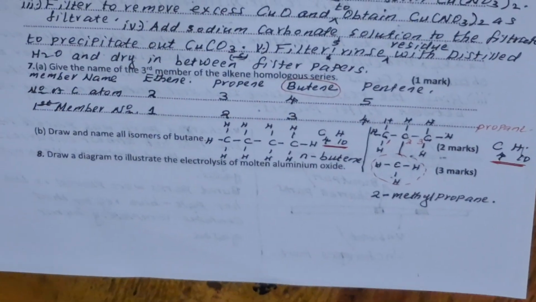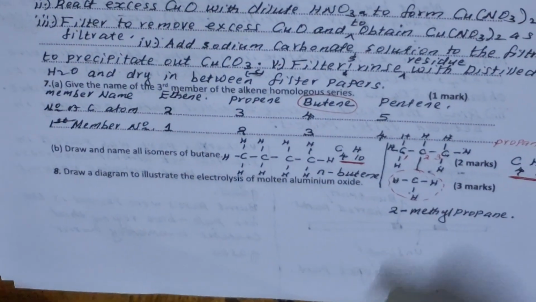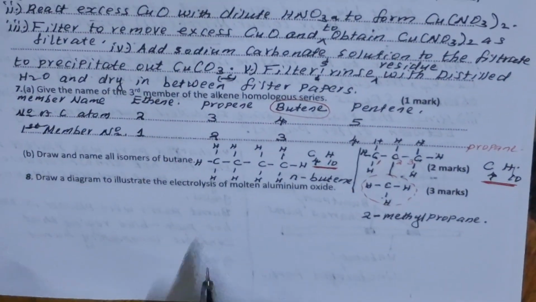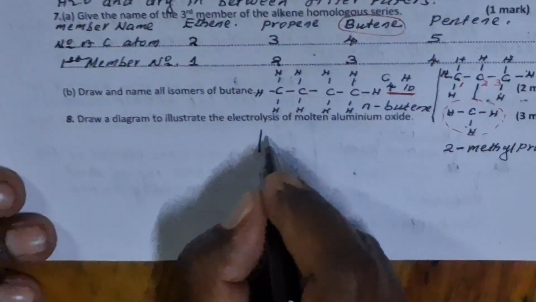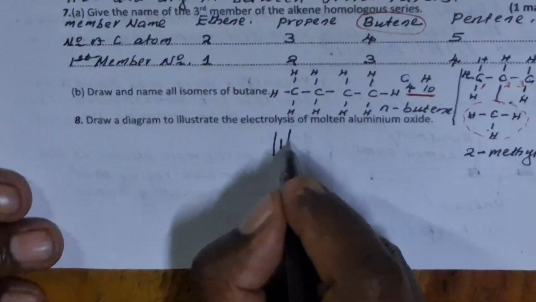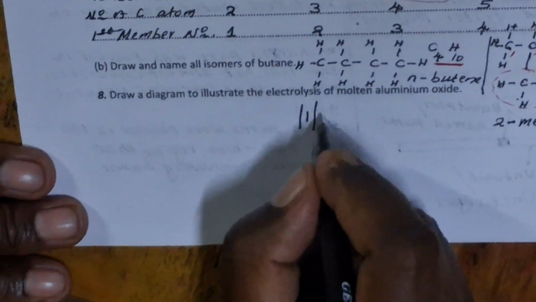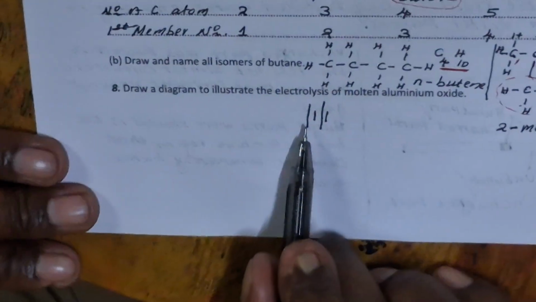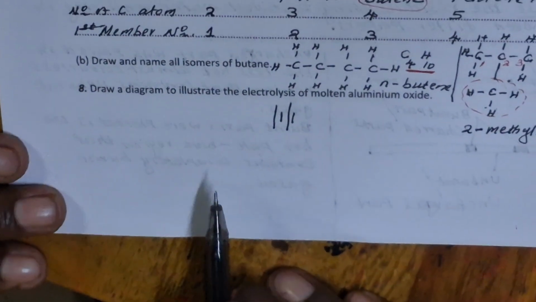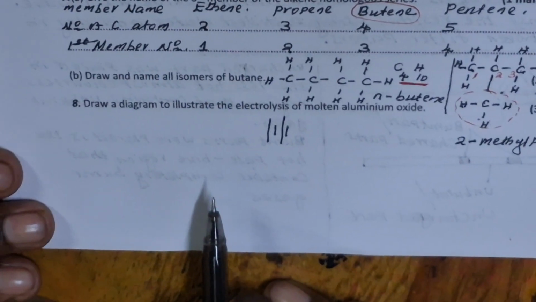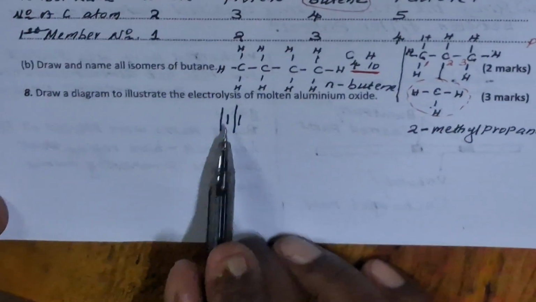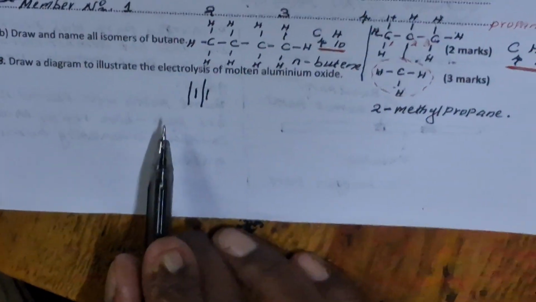We move to question number 8. Draw a diagram to illustrate electrolysis of molten aluminium oxide. So when we are drawing this, we start with a long stroke followed by a short stroke, and then another long stroke and another short stroke. A long stroke and a short stroke represents a dry cell.